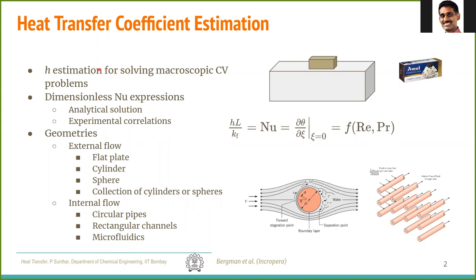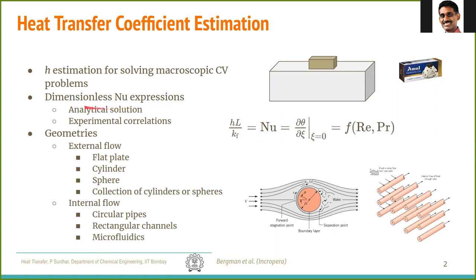Heat transfer coefficient can be found out for various geometries. The most general way to do it is to use the Nusselt number correlations. We know that the heat transfer coefficient is defined in terms of the Nusselt number. The Nusselt number is defined in terms of heat transfer coefficient as hL by kf. So knowing Nusselt number, we can find h by multiplying by kf and dividing by L.